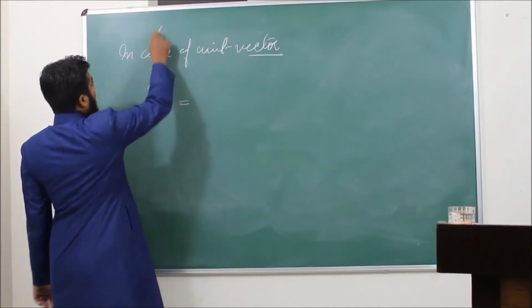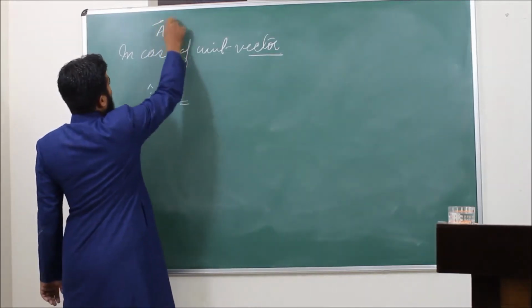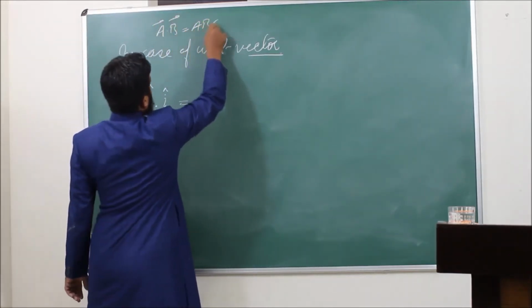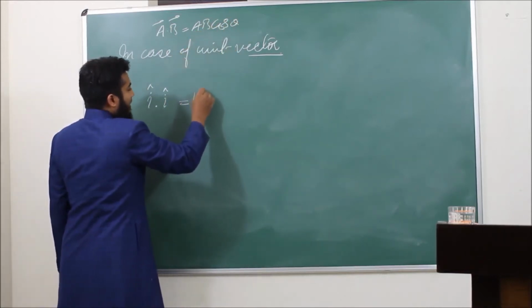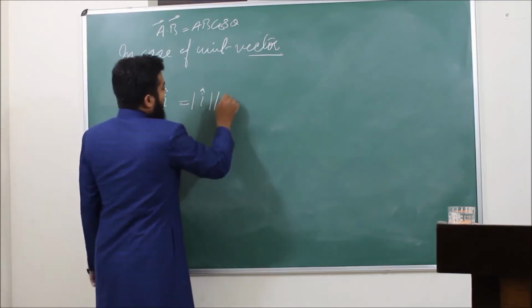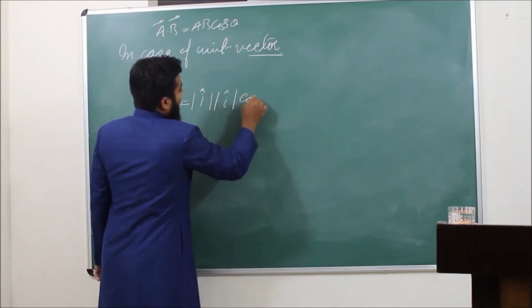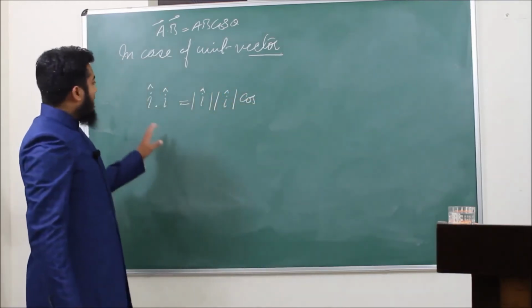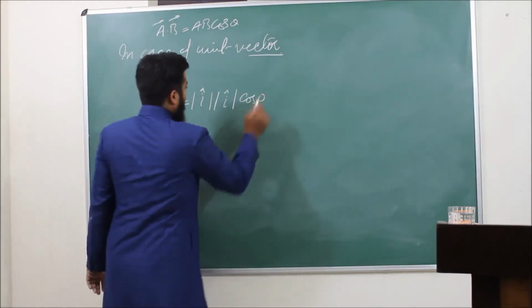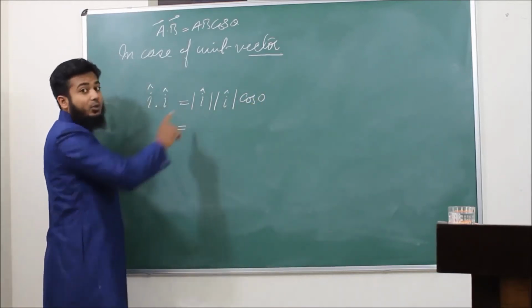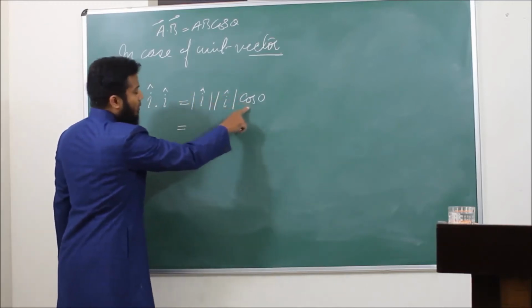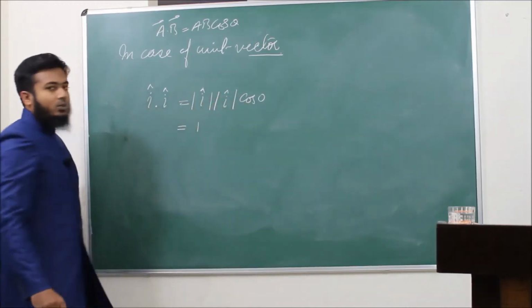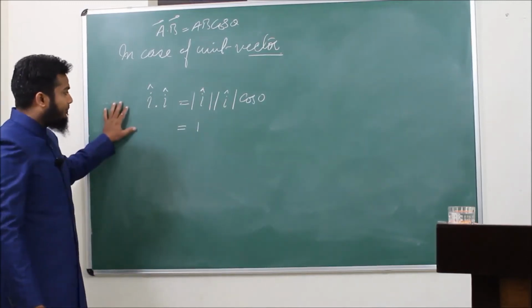So A dot B, remember A dot B is equal to A B cos theta. Here A magnitude, B magnitude. So we'll have to write the magnitude of I and magnitude of I, and angle between I and I is 0, so it is cos 0. Then you know the magnitude of a unit vector is 1, so this is 1 into 1. Cos 0 is also 1, so the final result is 1. So I dot I is equal to 1.